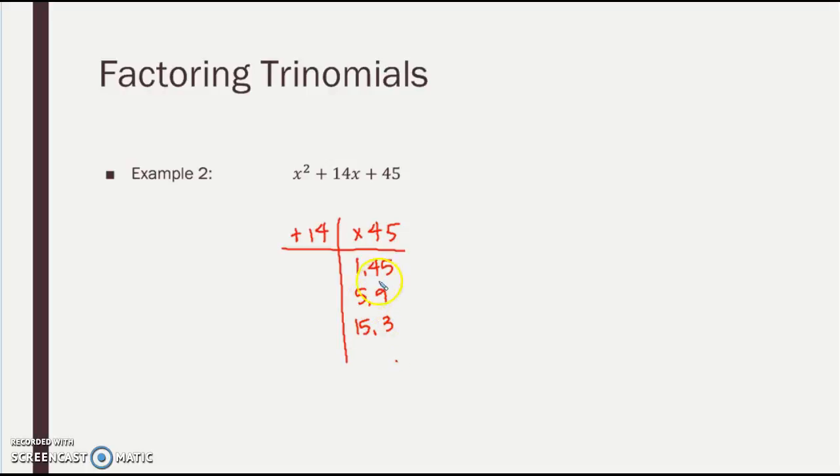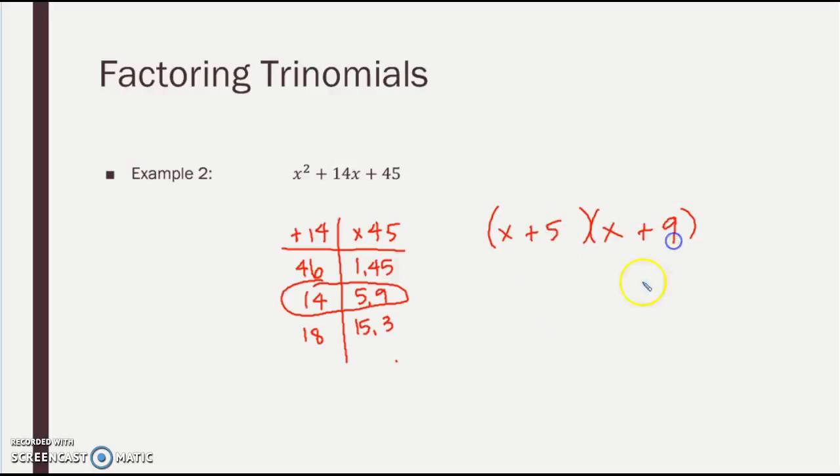Technically I also have a negative 1 and negative 45 and a negative 5 and negative 9, because 2 negatives give you a positive. But because I'm adding to a positive 14, I don't have to worry about those for this case. So 1 plus 45 is 46, 5 plus 9 is 14, 15 plus 3 is 18. So my winners are 5 and 9. Go to my parentheses, I put an x in the first one, x in the second one, a positive 5, and a positive 9. Again, you can check your work by multiplying back out.